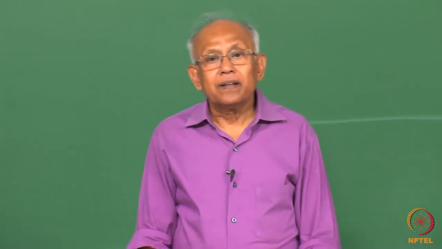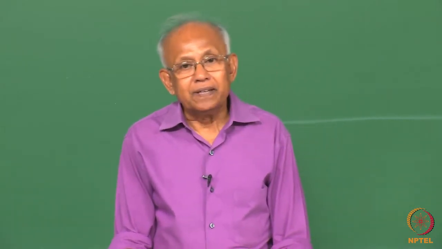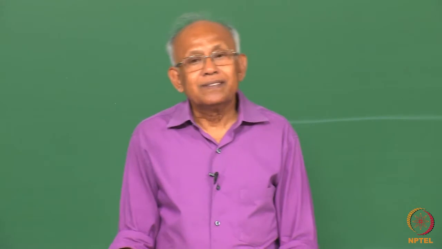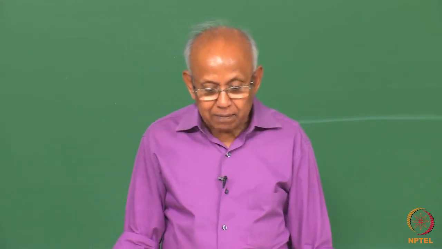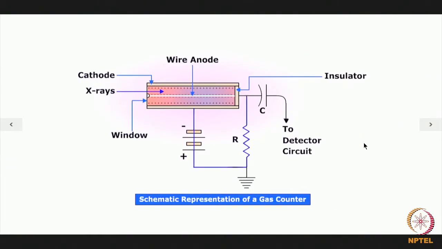Now, so far as the counting of the diffracted X radiation is concerned, we use 3 types of counters, namely the proportional counters, Geiger counters and scintillation counters. Now, this is a schematic representation of a basic gas counter. With some modifications, it can be used as a proportional counter and also as a Geiger counter.